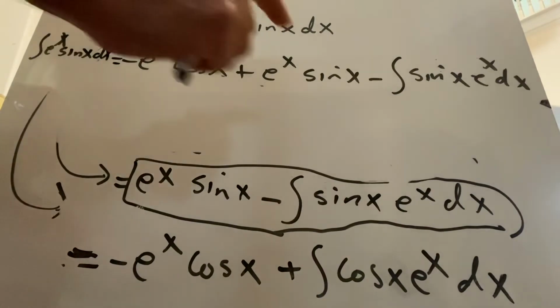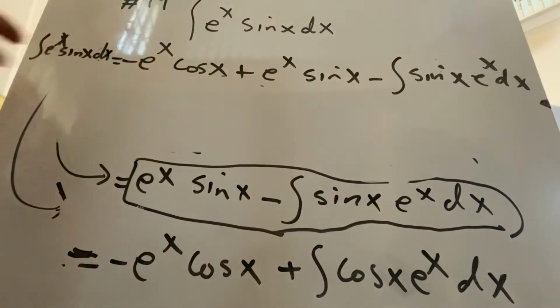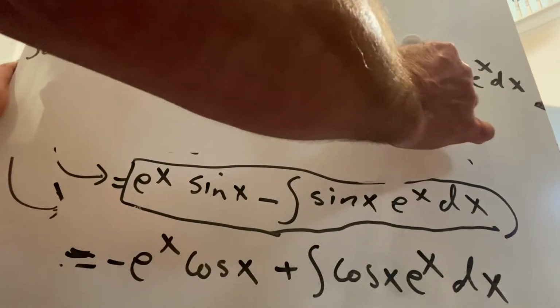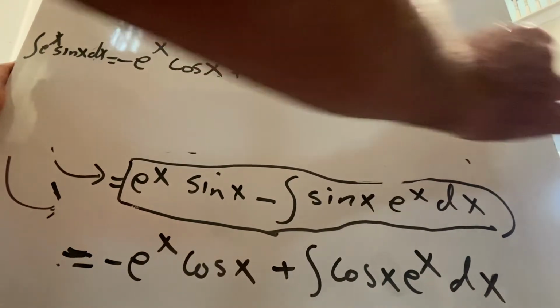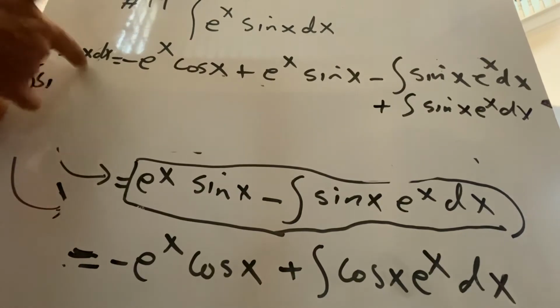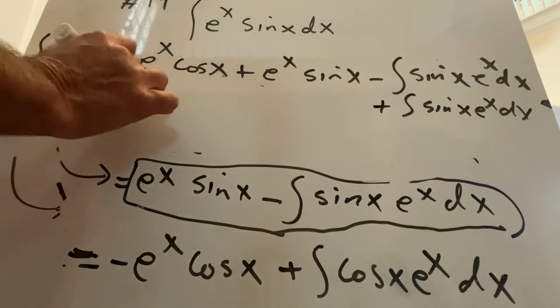But what do you notice? These are the same. So I'm going to try to get them all to the same side. Then we can isolate it. So we're going to add the same integral to both sides. Integral of sine x e to the x dx plus integral of sine x. By the way, e to the x sine is same as sine e to the x. So I'm sure that doesn't confuse anybody there.